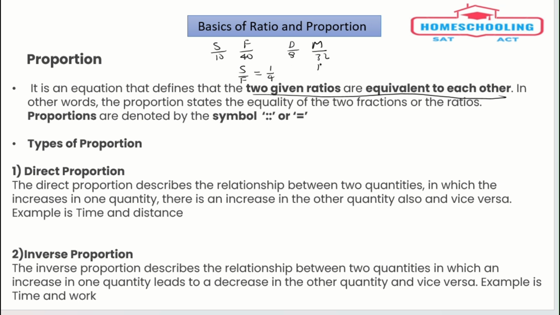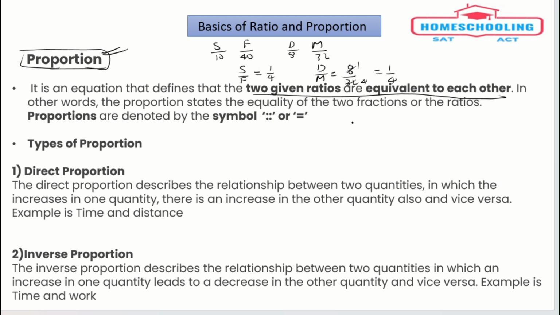Similarly, the daughter and mother age ratio would be 8 by 32, so 1 time and 4 times, so 1 divided by 4. So when two ratios are given and they are equivalent to each other, then it is said that they are proportional in nature.